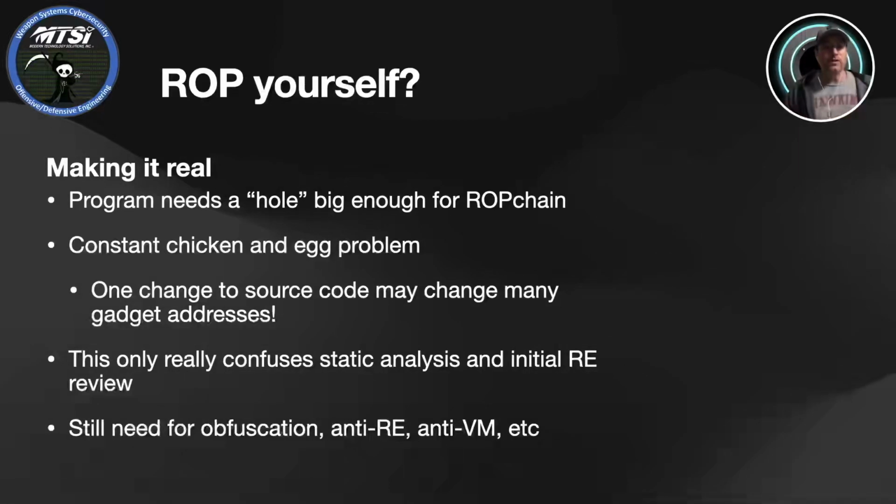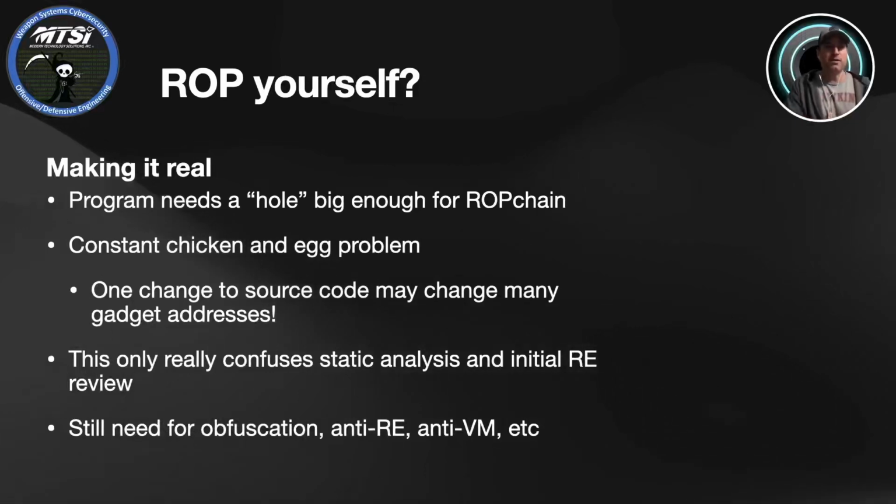You do also have to deal with a bit of the chicken and the egg problem, meaning you write a program, you compile it, you look for ROP gadgets, and then you're like, oh, I'm going to take those addresses and put them back in to build my ROP chain. But in doing so, when you edit the source code and then recompile it, you shift things around, the compiler changes things up, and now your gadget addresses are different. And now you've got to go through that whole cycle again. So that becomes a real hard thing to get around. It becomes difficult if you're trying to do all that manually.